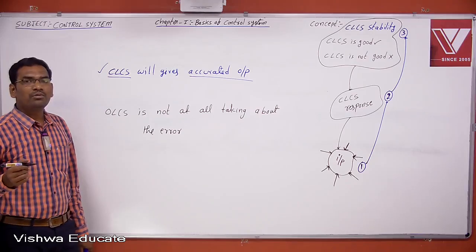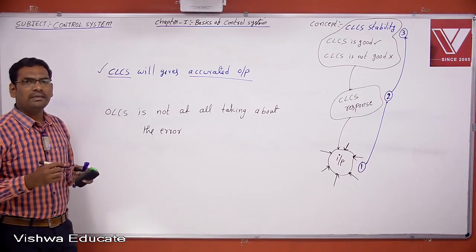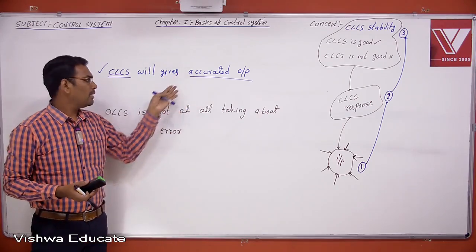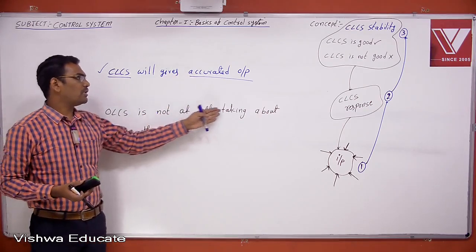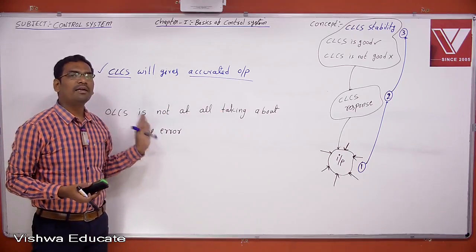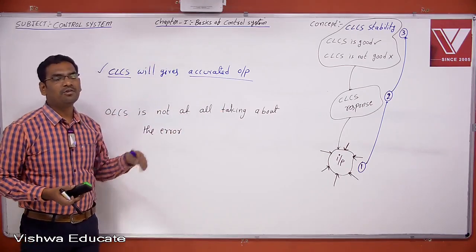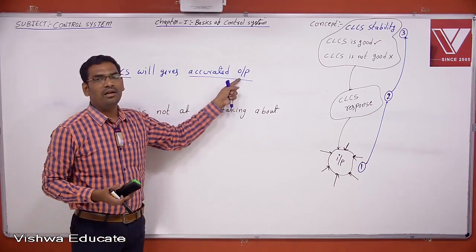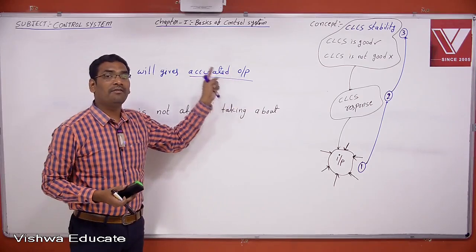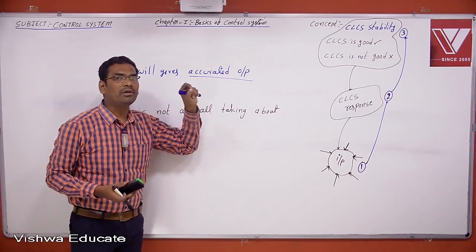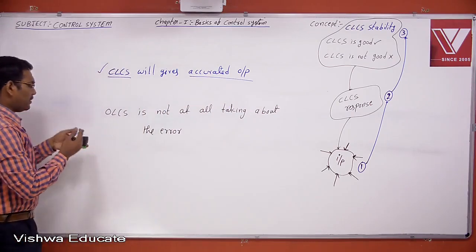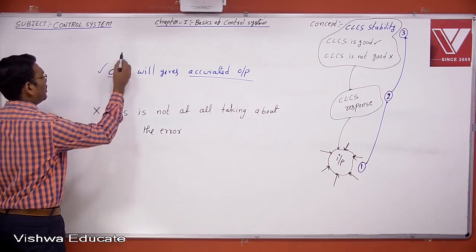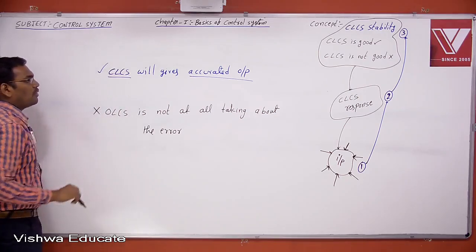For choosing the best system, a closed loop control system is always decided based on its accuracy, based on its error, right? The open loop control system is not at all talking about the error value. Whatever the output is coming, that should be the desired output, that should be the final output. But whatever the output is coming, it is the final output only when error equals 0. That's why we always prefer a closed loop control system rather than the open loop control system.